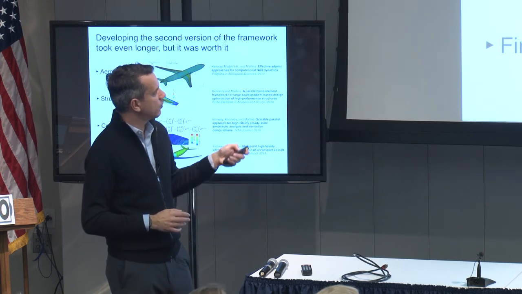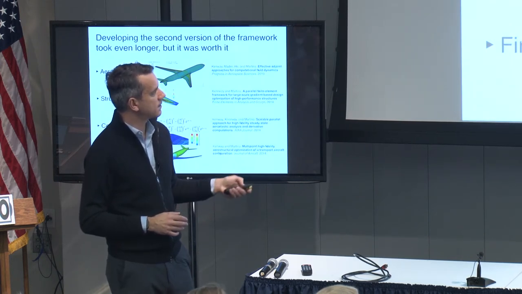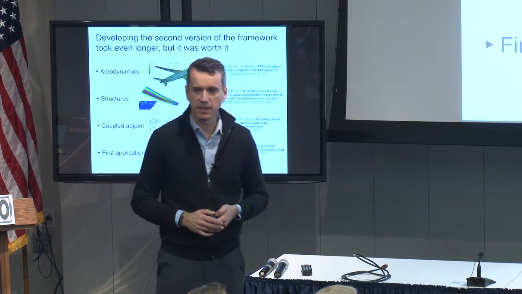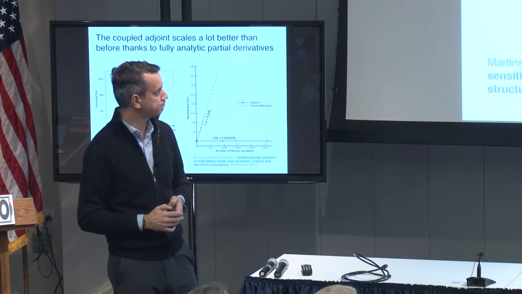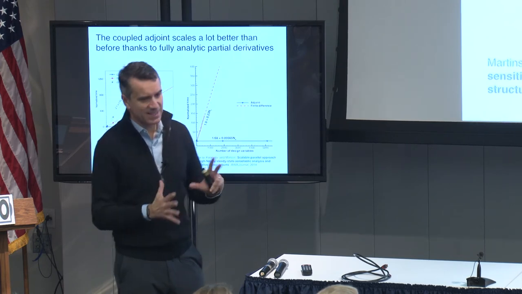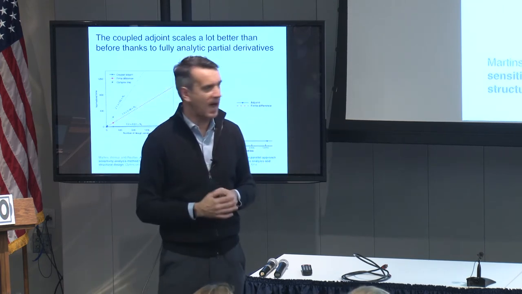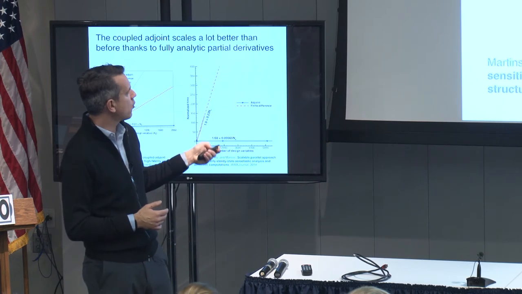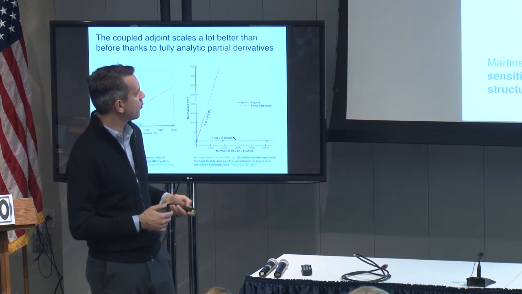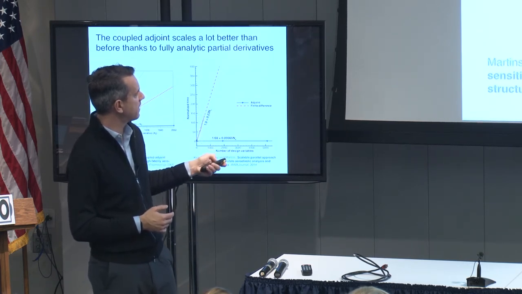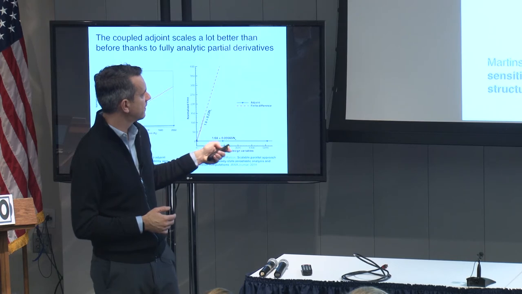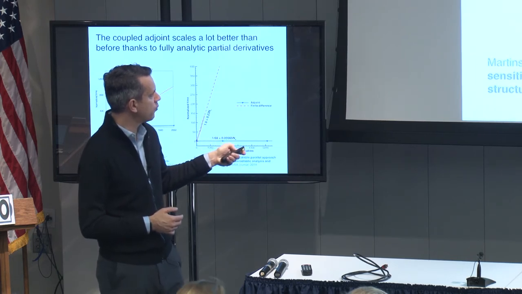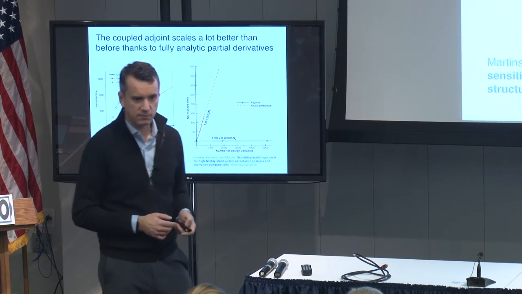And finally, once we had this all in place, we had the first application, the aerostructure optimization of the common research model. Just to give you an idea of the adjoint before versus after the coupled adjoint, here's a comparison of the time for computing a gradient with respect to the number of design variables. This is from my thesis. You can see the complex step, the finite difference, and then the adjoint. Small slope, but still 1%, right?